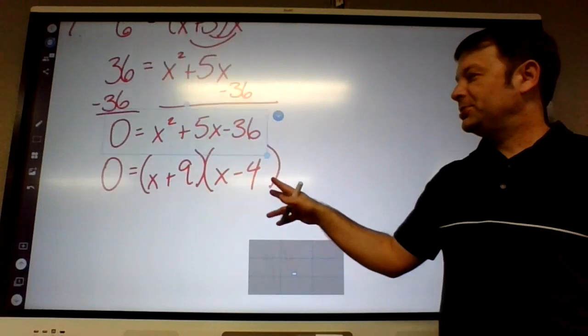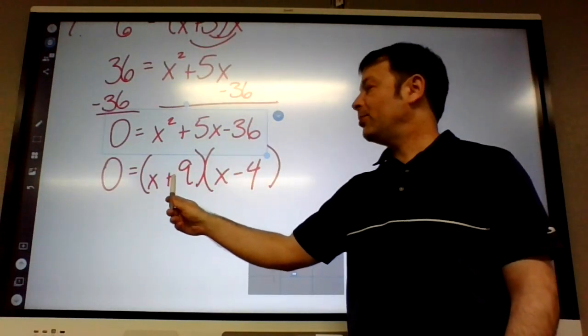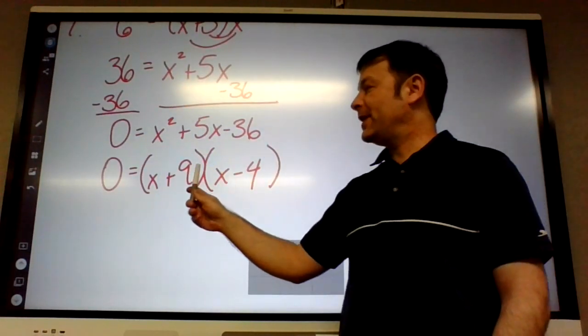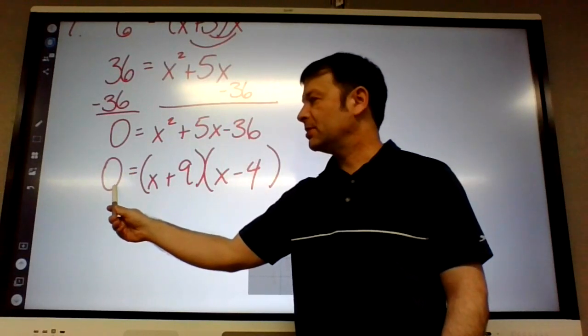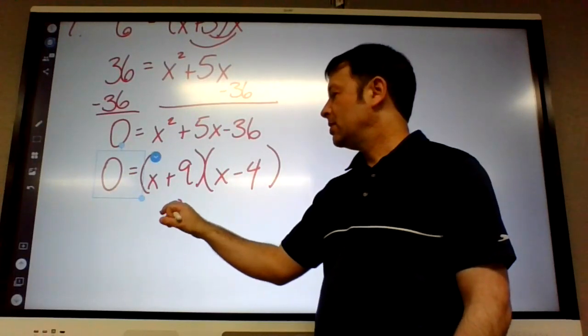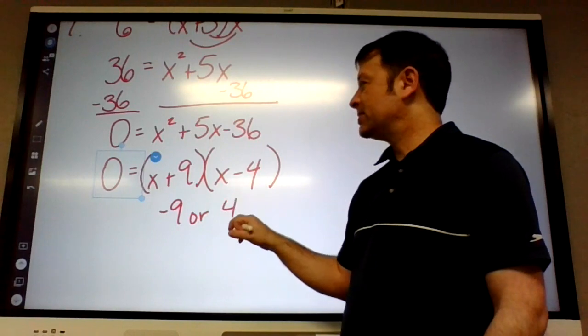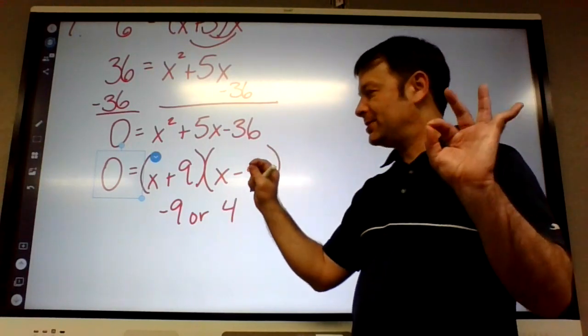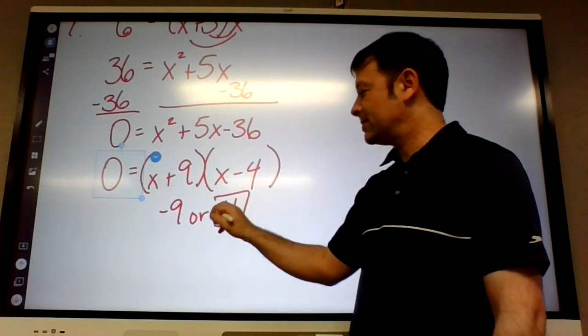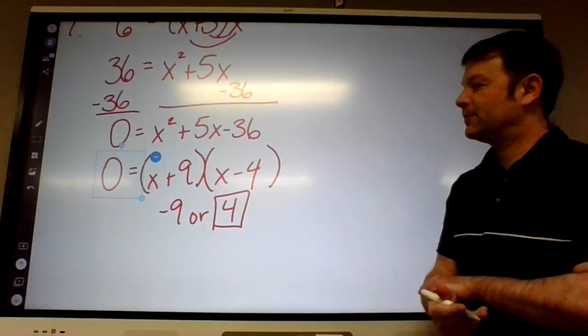Okay, what x values would make these factors equal 0? Negative 9 and positive 4. Right. But since we're talking about segment lengths, the negative doesn't make sense. So it's just 4.